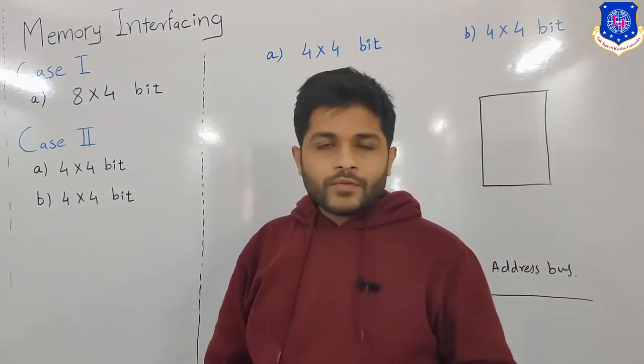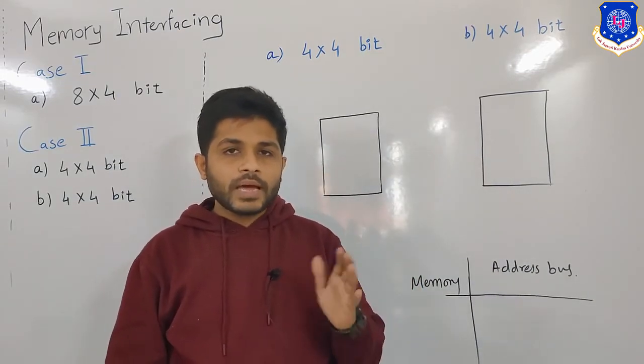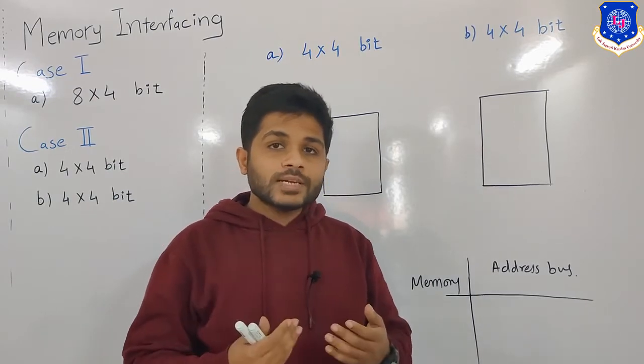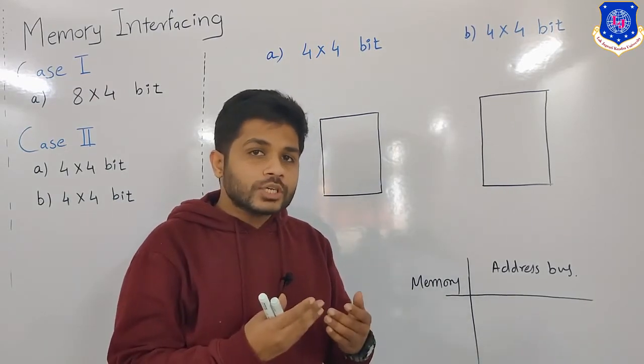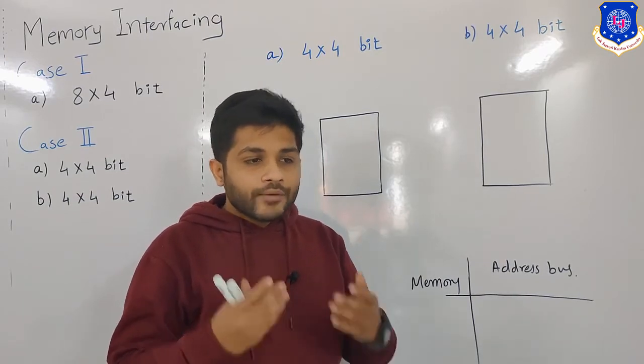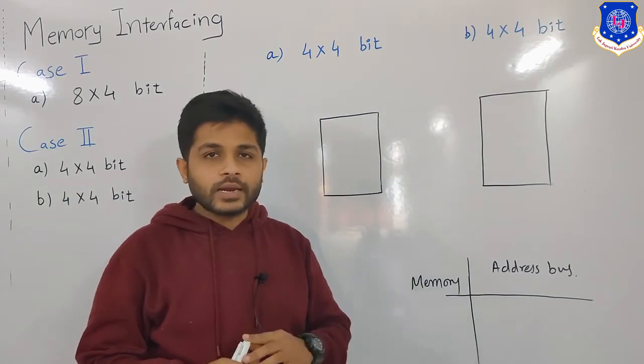Now you know the meaning of memory interfacing. Memory interfacing means that we connect the memory with the microprocessor in such a way that the microprocessor can access each and every location of the memory, and the processor can read and write data from each and every memory location. That is the meaning of memory interfacing, right?